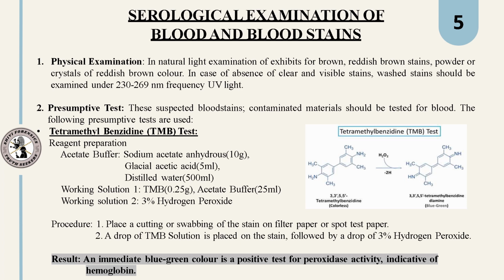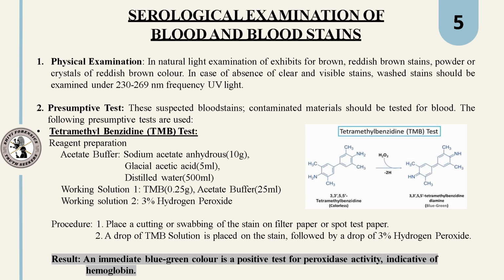The most commonly used presumptive test is tetramethylbenzidine. In this test, we will take reagents. To prepare acetic buffer, we will take sodium acetate anhydrous, glacial acetic acid, and distilled water. To prepare working solution 1, we will take TMB and acetic buffer. To prepare working solution 2, we will take 3% hydrogen peroxide.